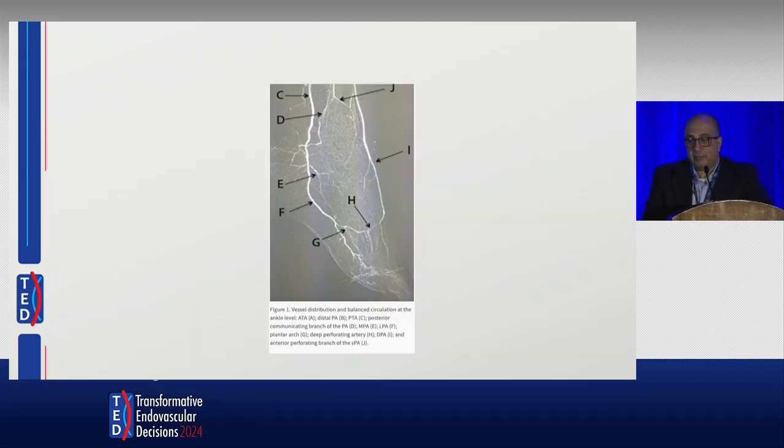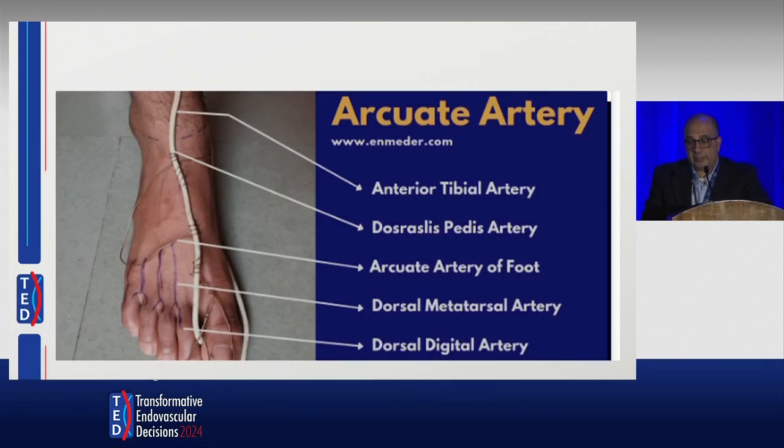That's another scheme of the anatomy of the foot. And this is a prototype of the anterior tibial artery, dorsalis pedis, the location of the arcuate, and the dorsal metatarsal artery. Why am I presenting this? Because this is important in wound healing and the angiosome distribution.